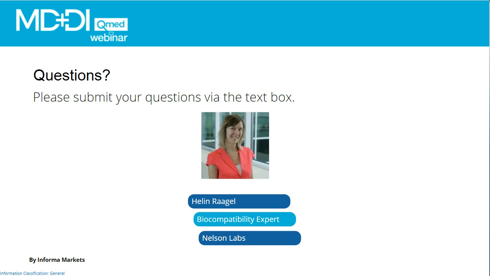Of course, it depends on if you have devices that have blood contact. There's other concerns there too, but overall, the cytotoxicity test for end of life, I would say is a good approach.